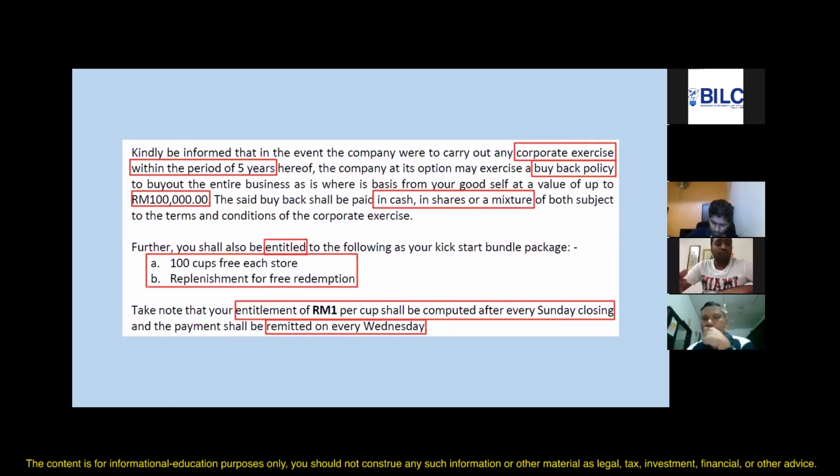Okay, so following from just now, this part basically reads out to you the company's commitment to buy out the entire business at a fixed rate of 100,000. The buyback shall be paid in cash or in shares or a mixture. And further, you shall be entitled to the following as your Kickstart bundle package, which entitles you to 100 cups free for each store, and replenishment for free and redemption. Then your entitlement of 1 ringgit per cup shall be computed after every Sunday and remitted on every Wednesday. This is quite simple and straightforward. So it just lays down what your basic package is that you're entitled to when you invest in this particular project. Next slide.